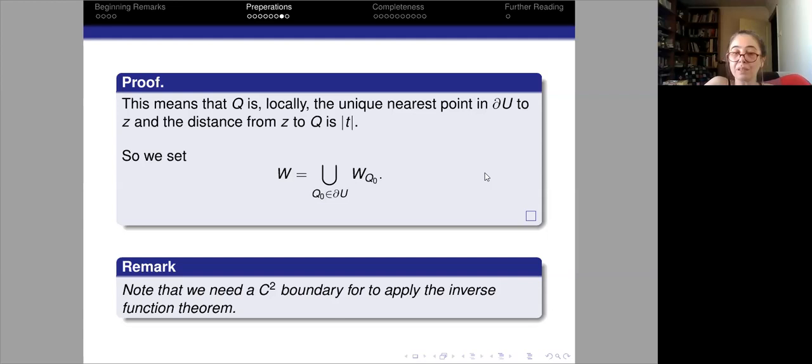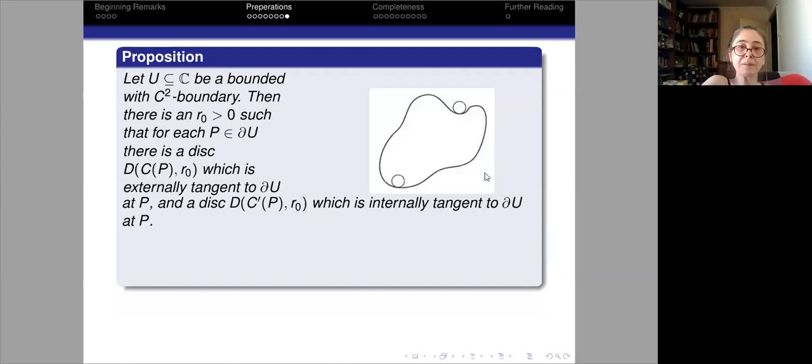So we have a proposition. This is also from calculus. You take a bounded domain U with C2 boundary, then there is a radius R0 such that for each P on the boundary we can find a disk with center at some point C_P, depending on P, and radius R0, which is externally tangent to the boundary of U. And similarly, we can find another disk with center C'_P, a point that depends on P and R0, which is internally tangent to the boundary of U at the point P.